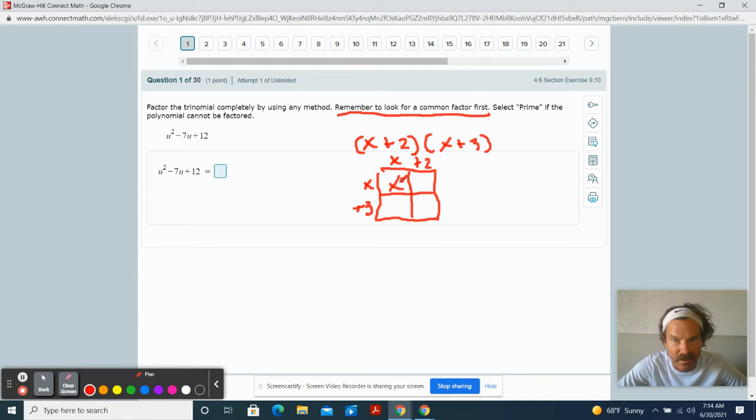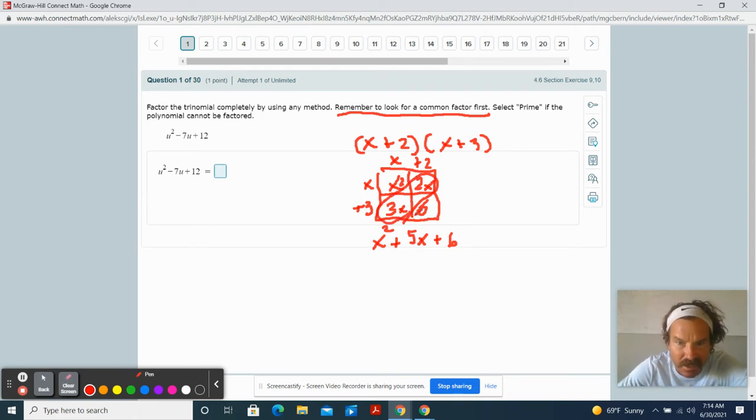This is x squared. This is 2x. This is 3x. And this is 6, right? So our answer when we multiply x plus 2 times x plus 3 is x squared plus 5x plus 6. The 5x comes from adding these two boxes together. Okay, so now remember, factoring is starting here and ending up here.